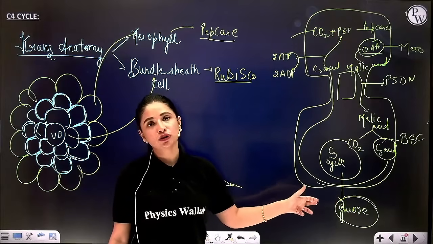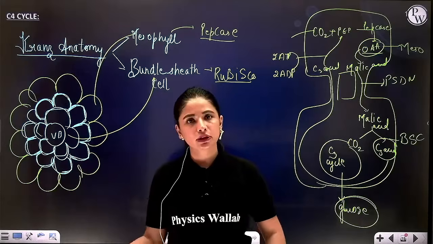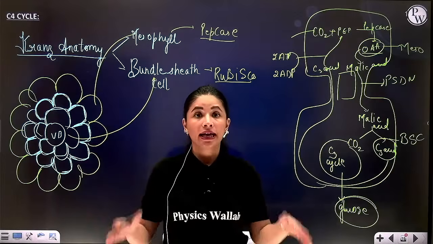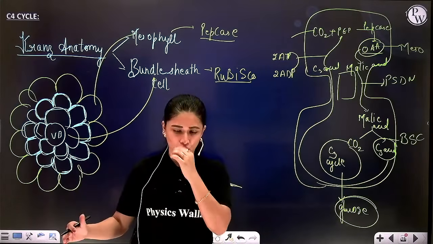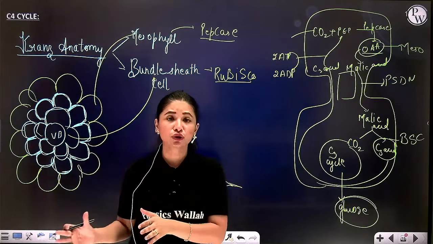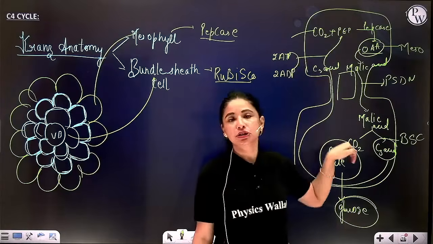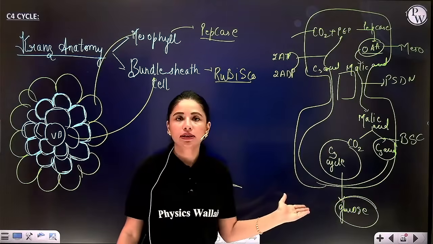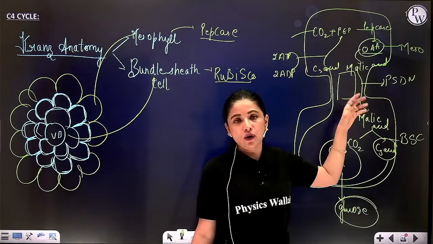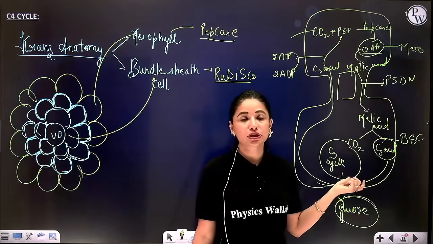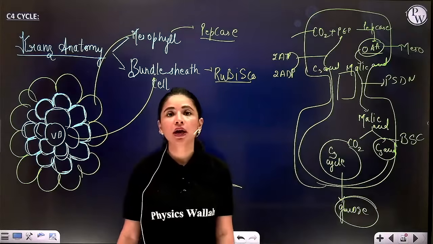Correct? Yes or no? As I already told you, be it C4 plants, C3 plants or any other group of plants, the C3 cycle must operate in them to show glucose production. Apart from that, they may have some additional mechanism, like you see in C4 plants. They have some extra mechanism going on to increase the CO2 concentration inside the bundle sheath cell so that photorespiration can be avoided.